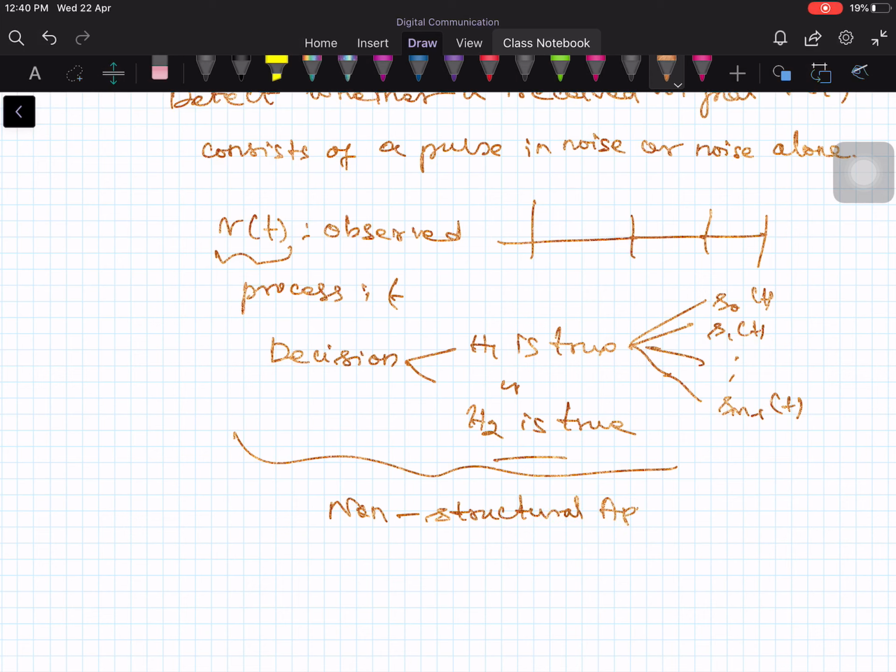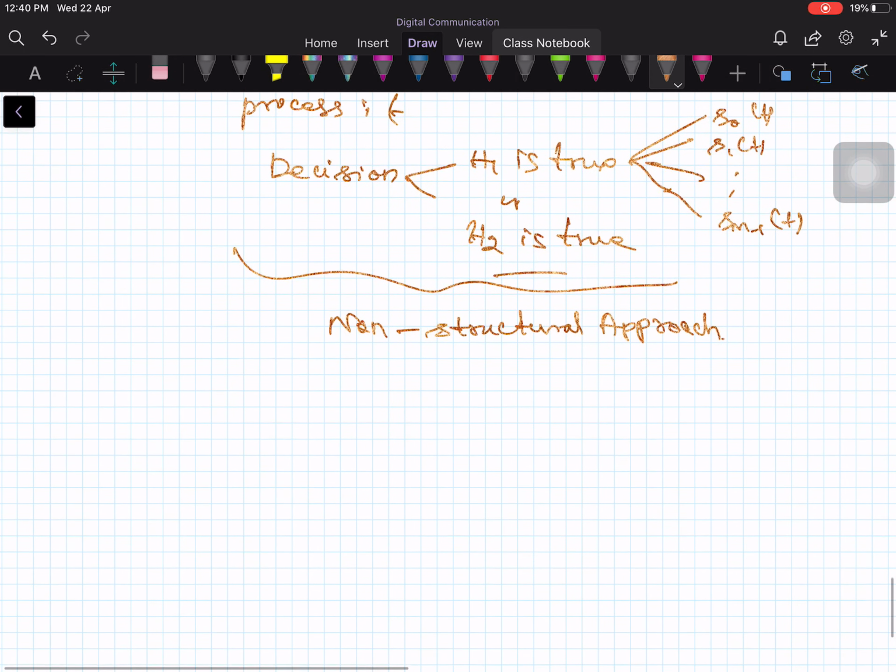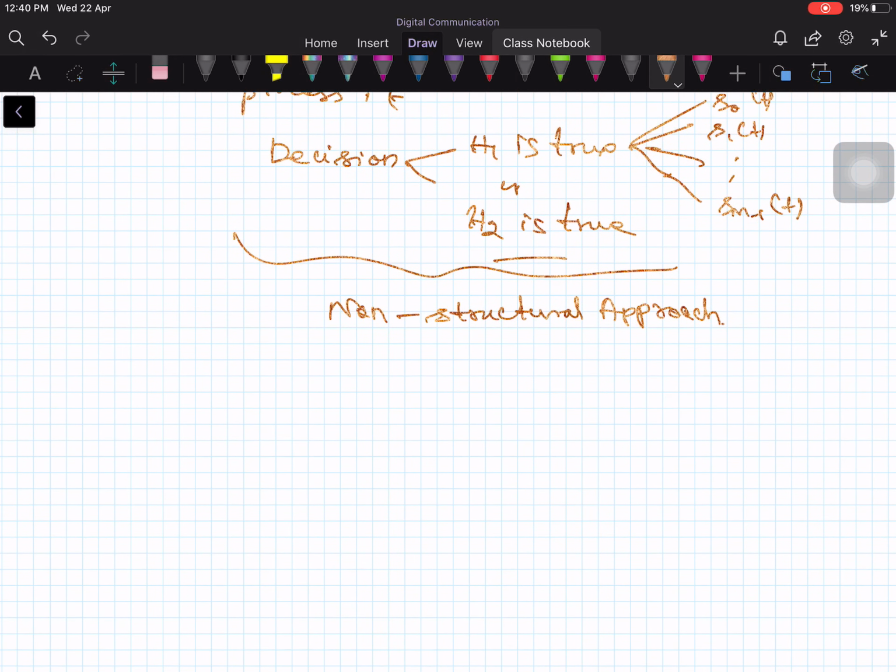Non-structural approach. Okay. So therefore in non-structural approach, generally what we do is we will start the problem theoretically and we will find the solution, and the solution will itself tell you what is the structure of it, what kind of structure, that means what type of electronic circuits you wanted to implement this.